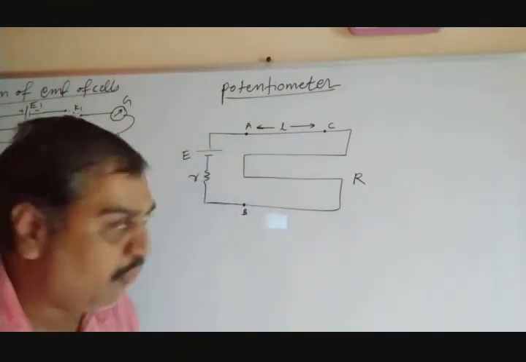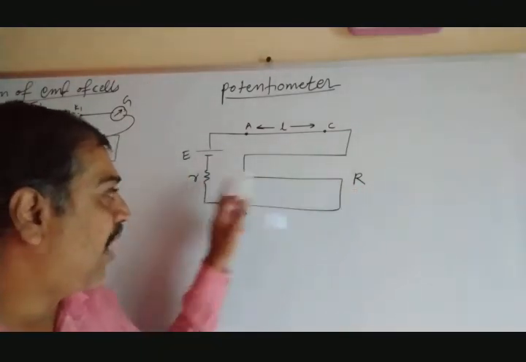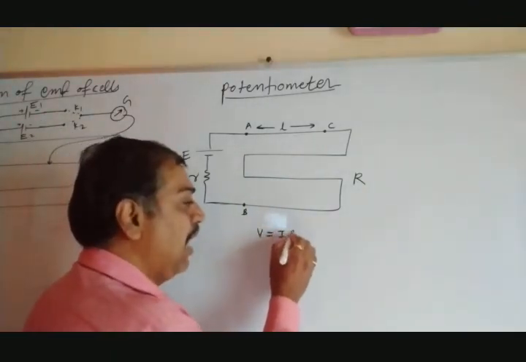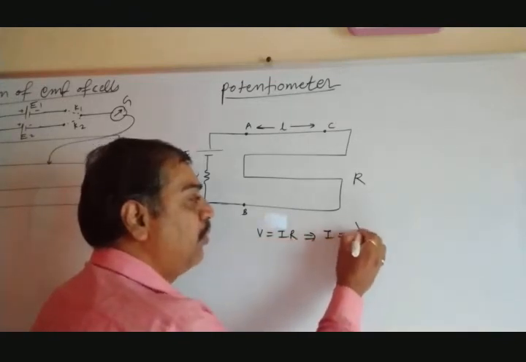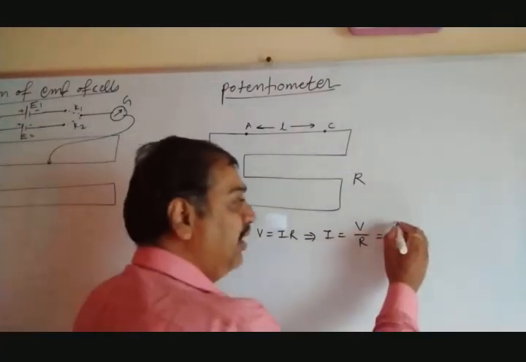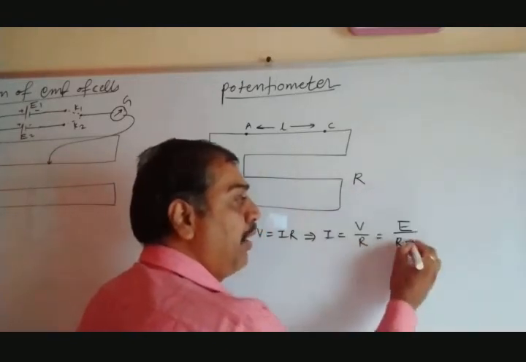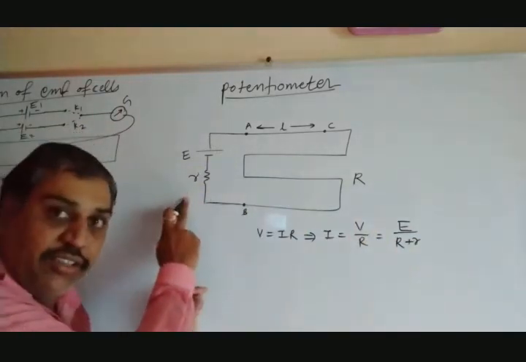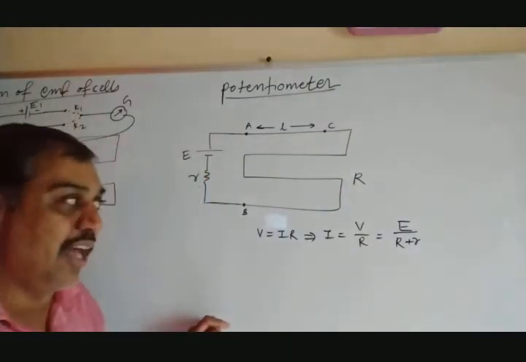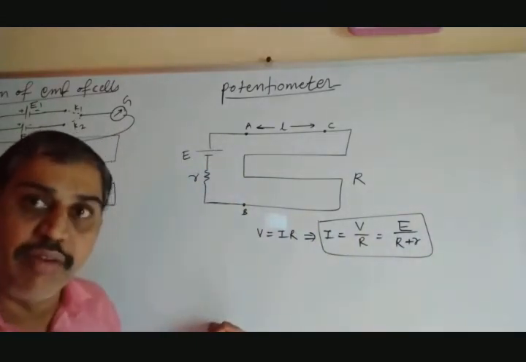Now we can find out the current flowing in the wire. E is the voltage applied, and R and r are the resistances in the circuit. According to Ohm's law, V equals IR, so I equals V by R. In our case, the voltage applied is the EMF E, and the total resistance is capital R plus small r, the resistance of the wire plus the internal resistance of the cell. So E divided by R plus r is the current flowing in the wire AB.